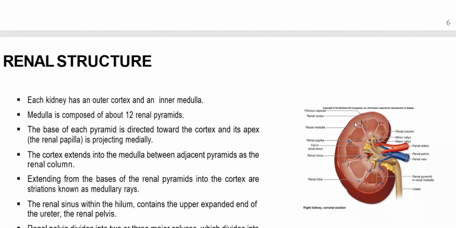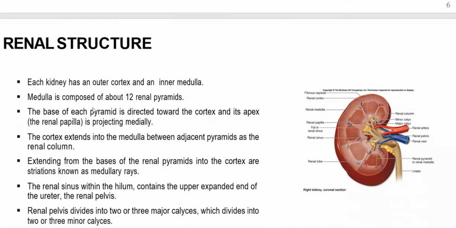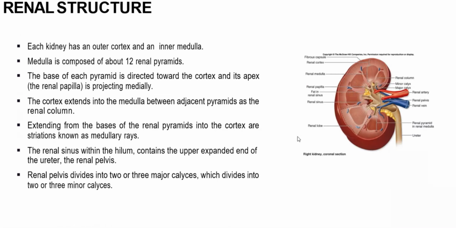Now for the renal structures, each kidney has an outer side, the cortex, and an inner side, the medulla. The medulla is composed of 12 renal pyramids, with the base of each pyramid directed towards the cortex and its apex projecting to the medulla. So this is the structure we see: the cortex and the medulla, and also the position of the hilum and renal pelvis.